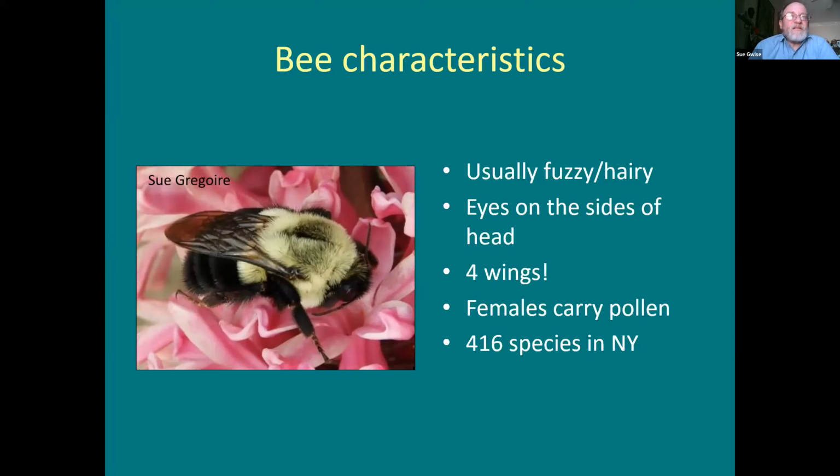Females are out foraging and carrying pollen, and this is a handy little number to have in your toolkit: 416 species of bees known from New York State. That's a number compiled by our colleague at Cornell, Brian Danforth, who's the world's expert on bee ecology and conservation.